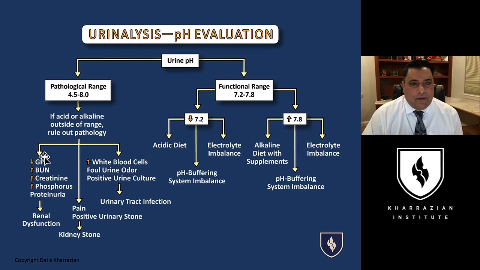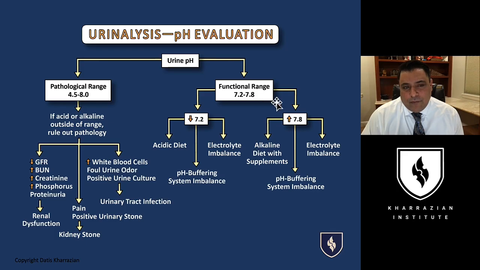And if you look at their pH and they're outside the pathological range and they have pain in the back, this flank pain, you definitely think about a kidney stone that could be involved. And if they have pain when they urinate, you definitely want to be thinking about white blood cells, or if they have foul-smelling urine, that they may have a urinary tract infection. And those things can definitely progress into kidney infections.